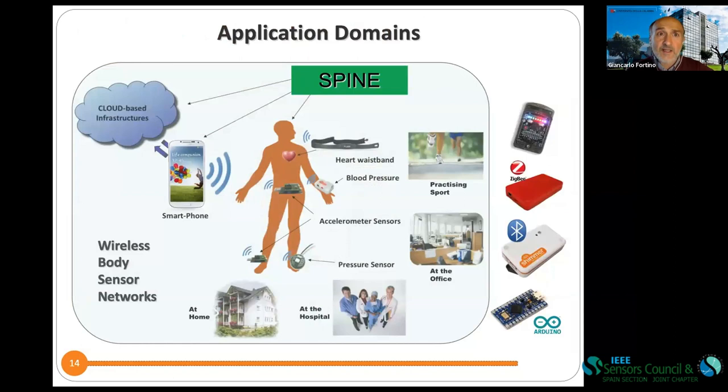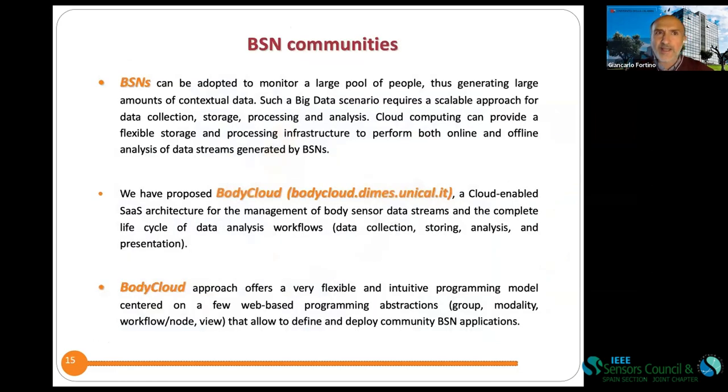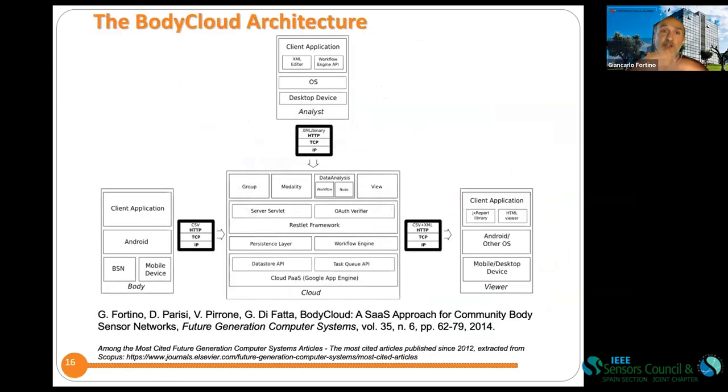So again, SPINE was applied in many different domains. As you see, the home domain, smart home, smart hospital, smart office, or also in mobility. So practicing sport, in different sports, not just running, but also tennis. We experimented with the SPINE framework with tennis, because I'm a tennis player. This is why we focused on tennis. And another important step was to create the body cloud that was able to monitor not just one individual, but a community of individuals using a cloud-based approach and using a framework and infrastructure that was extensible enough to create multiple different applications atop the body cloud infrastructure.